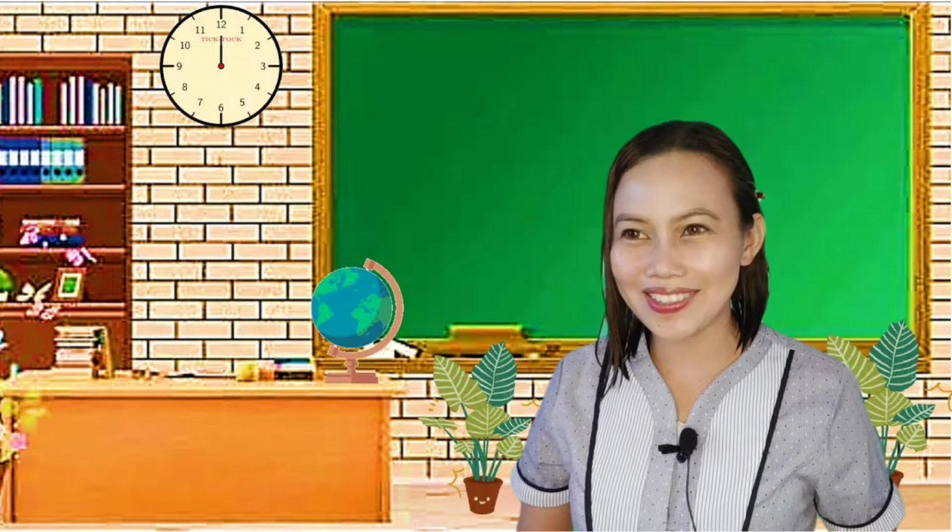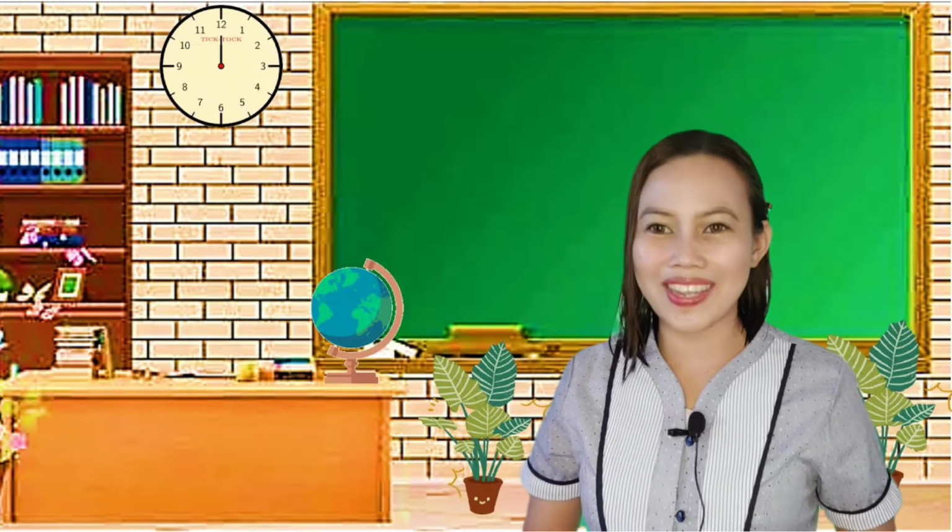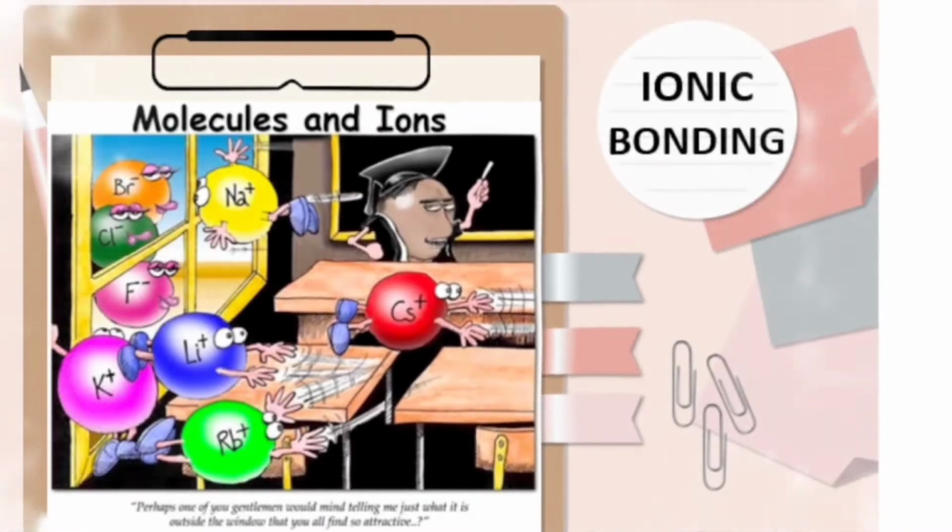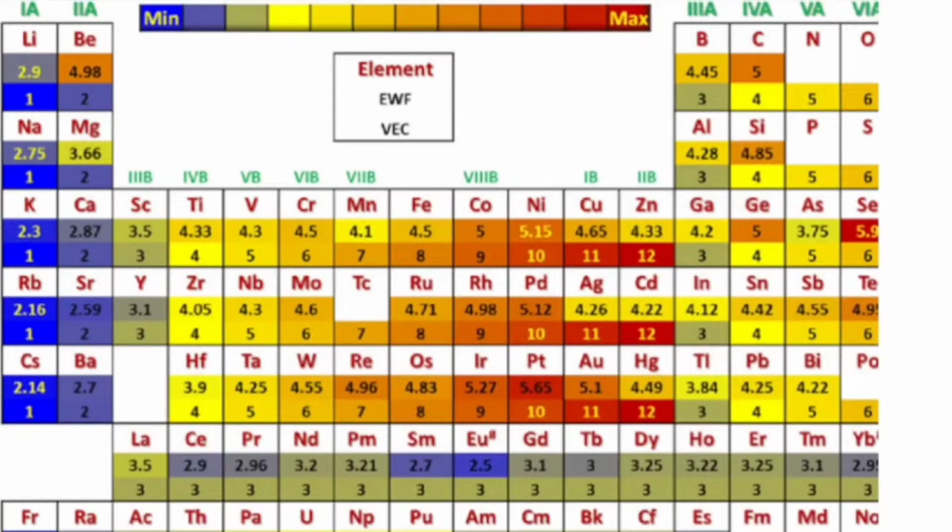Hello learners! Are you ready for today's lesson? Wow, it's good to hear that! In today's video, we are going to talk about ionic bonding. Let's recall first how to write electron dot structure. But before that, take a look at your periodic table.